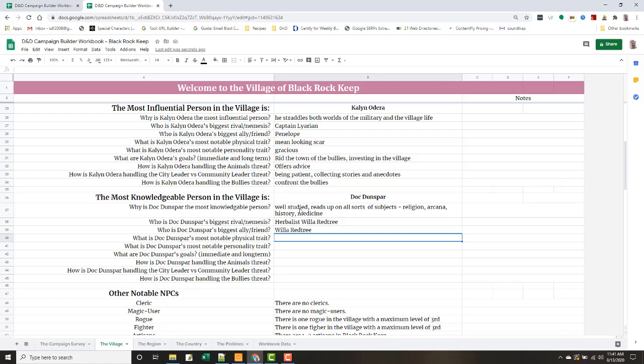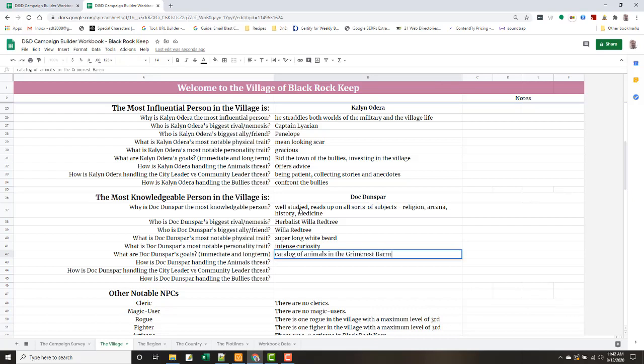Doc Dunspar's most notable physical trait is going to be a super long white beard. His notable personality trait is intense curiosity. His goals, his immediate goal: he wants to create a catalog of animals in the Grimcrest Barrens. So he's writing a book, an encyclopedia of sorts of the different animals in the area.